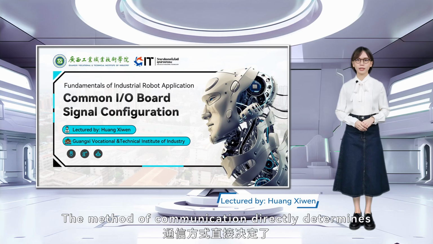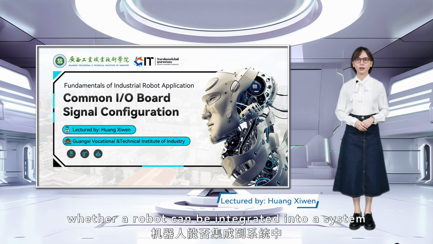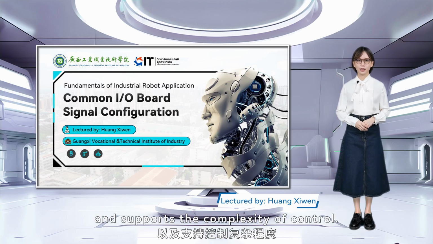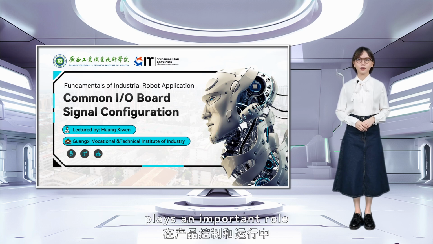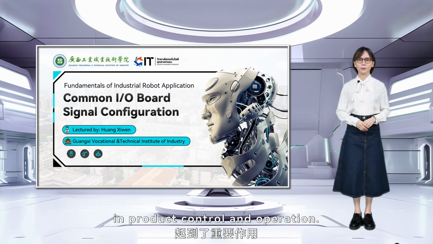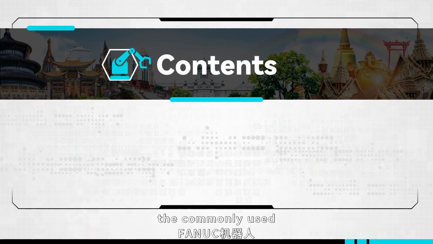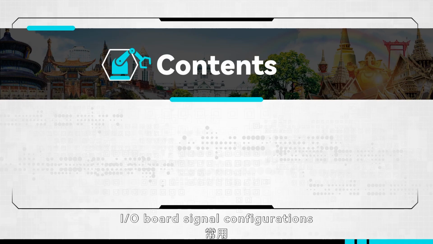The method of communication directly determines whether a robot can be integrated into a system and supports the complexity of control. As one of the most common modules on the robot control cabinet, the I/O communication module plays an important role in product control and operation. Now, let's learn about the commonly used I/O board signal configurations for FANUC robots together.